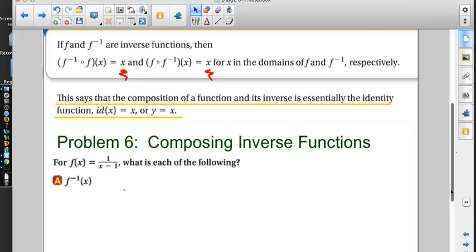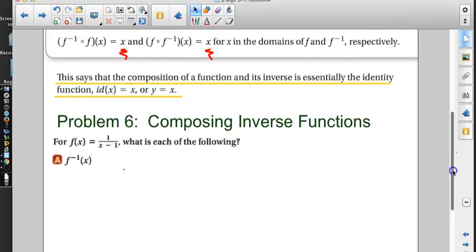So this says that the composition of a function and its inverse is essentially the identity function. And that's the identity x. Or, like it says, y equals x. Wait a minute. Isn't that what inverses are? Aren't they reflections in line y equals x? Yes, that's the whole connection piece. So if we do the composition of inverses, we're supposed to get x. That's what's supposed to happen.